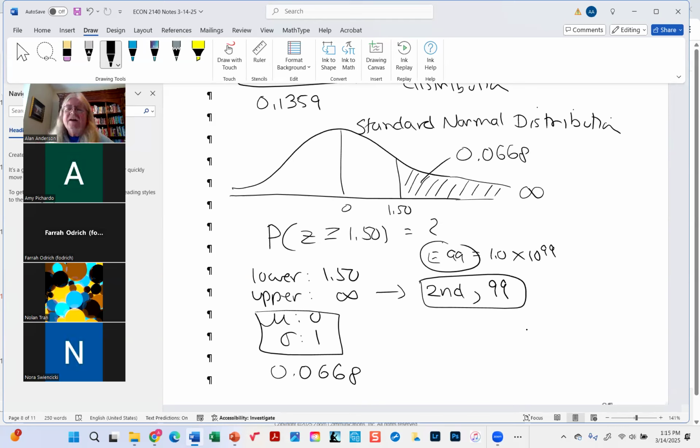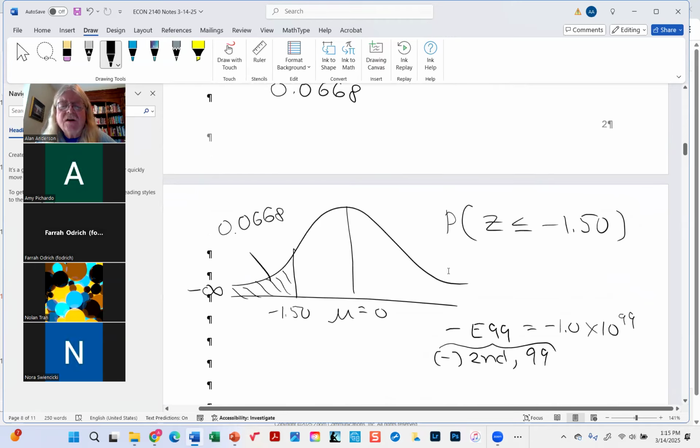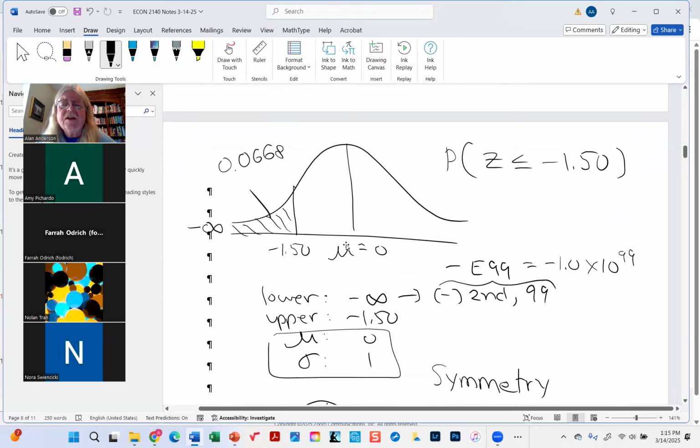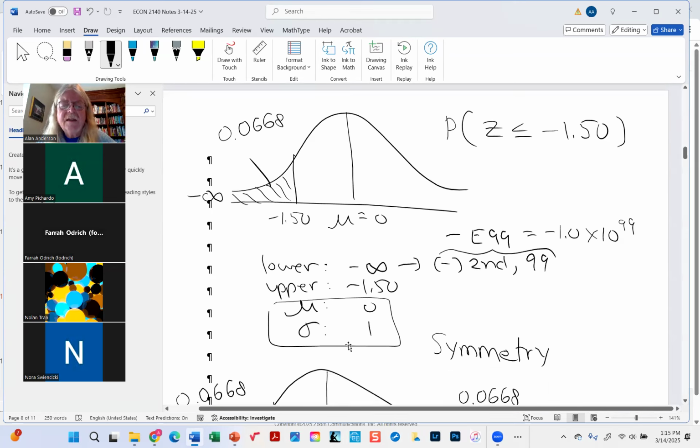All right, so let's try this now. Let's look at the other side of this curve. Let's try the probability that z is less than or equal to negative 1.50. So you'll type in the numbers. Now, of course, in this case, the lower limit is negative infinity. And the way to enter that into your calculator is to type negative second comma 99. And that will be replaced in this window with negative E99. The upper limit is negative 1.50. And again, the mean is 0 and the standard deviation is 1. So you plug in all those numbers and you should see that within 4 digits of accuracy, you get, again, 0.0668.